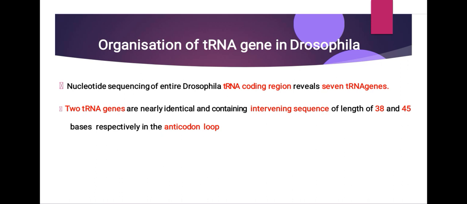Organization of tRNA gene in Drosophila. Nucleotide sequencing of the entire Drosophila tRNA coding region reveals 7 tRNA genes. Two tRNA genes are nearly identical and contain an intervening sequence of length 38 and 45 bases respectively in the anticodon loop.